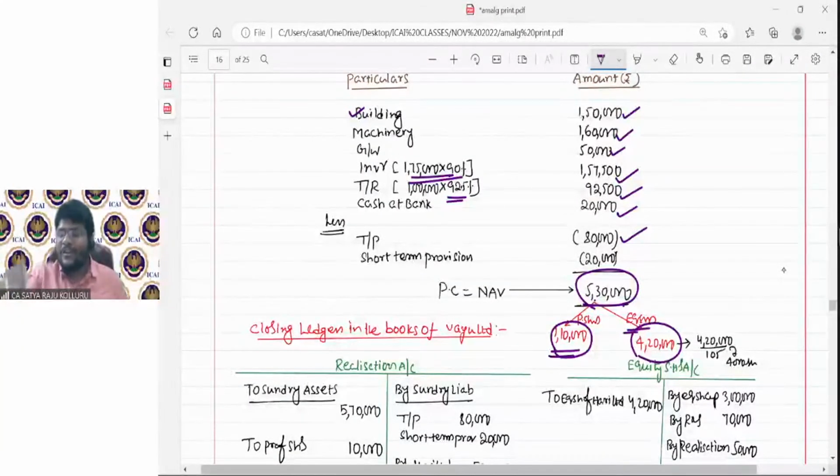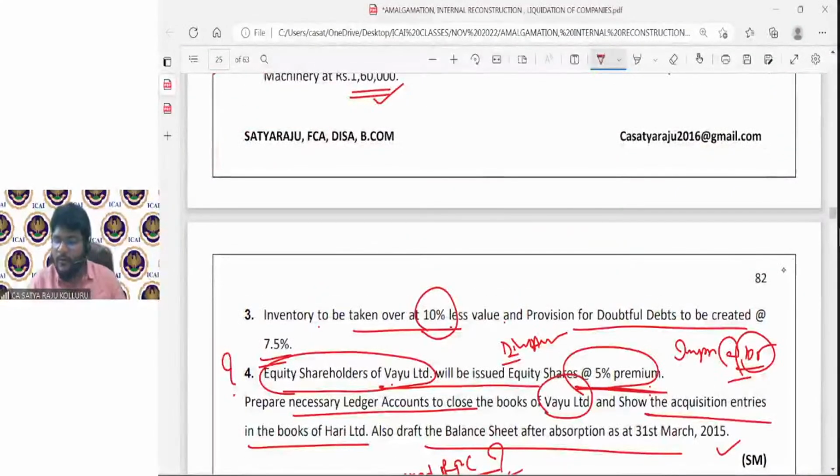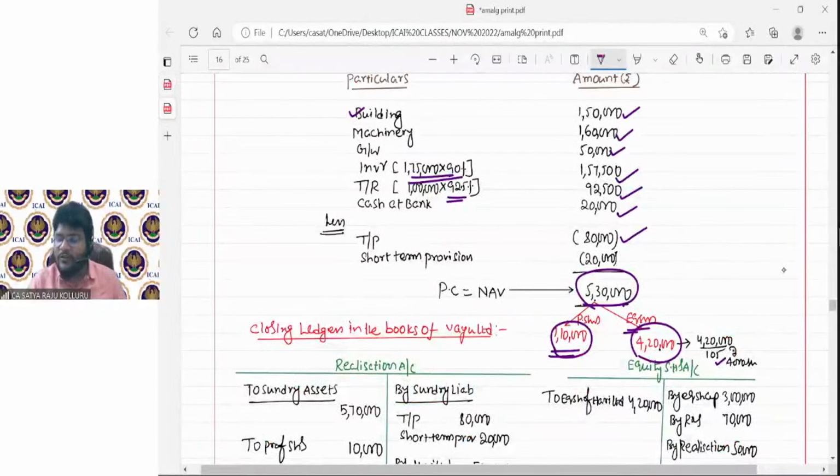Now, how many equity shares are issued by Hurry Limited? 4,20,000 divided by 105. We already decided the issue price is 105. So the number of equity shares to be issued is 4,000, which is 4,20,000 divided by 105. The number of preference shares issued is 1,100, and equity shares issued is 4,000. This 1,100 into 100 goes to preference share capital. 4,000 into 100 goes to equity share capital. For securities premium, 4,000 into 5, 20,000, will go to the reserves and surplus.